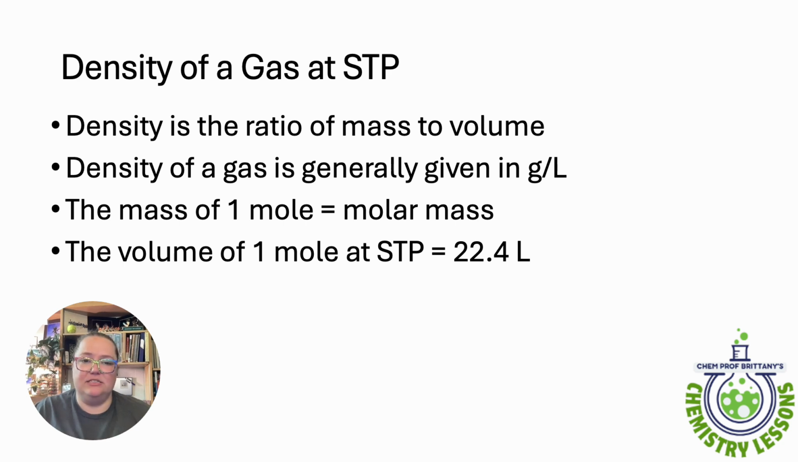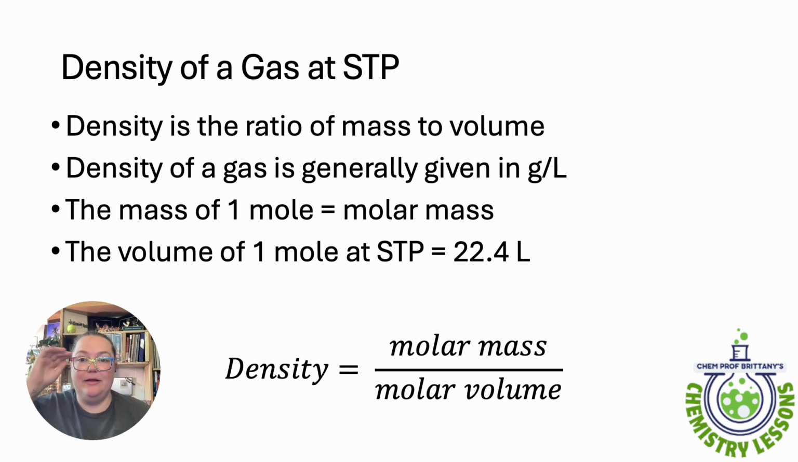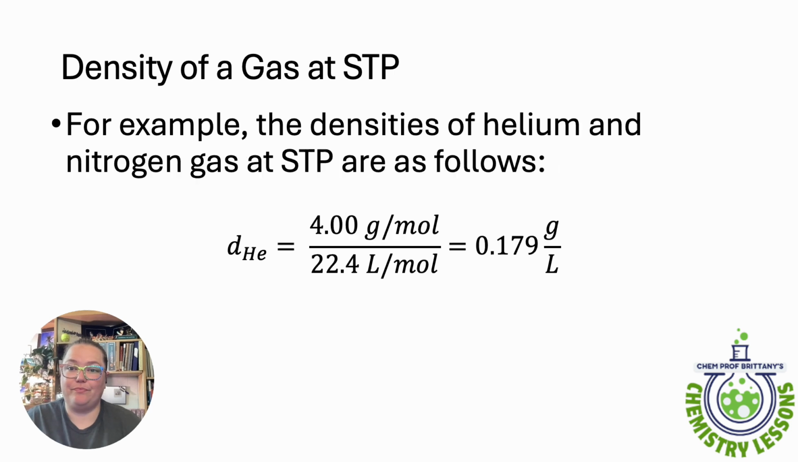But for gases, it's grams per liter, right? So we already know what the mass of 1 mole is. That's the molar mass. We use this so much. But now we know what the volume of that same 1 mole is, 22.4 liters. So the density of a gas at STP can be calculated by doing the molar mass divided by molar volume.